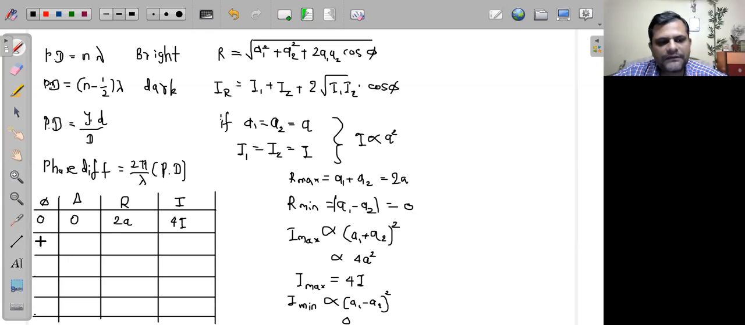But on the other hand, if the phase difference between the two waves is 60 degree, that means pi by 3 radian, the corresponding path difference you can find out using this formula. So if the phase difference is 60, meaning pi by 3 radian, then pi cancels, and the path difference becomes lambda by 6 actually. So this is lambda by 6.